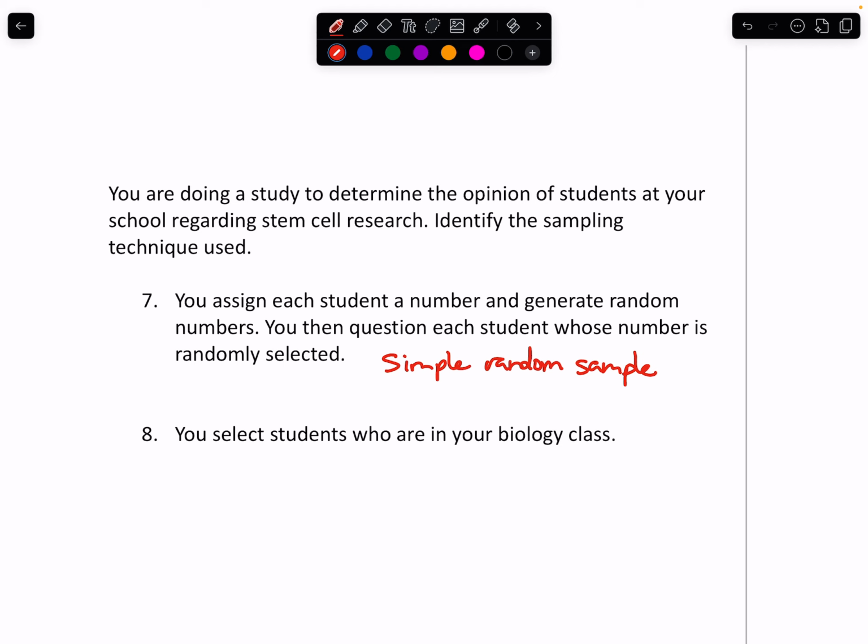And then number 8, you just select students who happen to be in your biology class. That's a convenience sample, right? You didn't really do anything to make it more balanced. You just were like, well, I don't want to do any work. Let me just pick the people in my bio class.